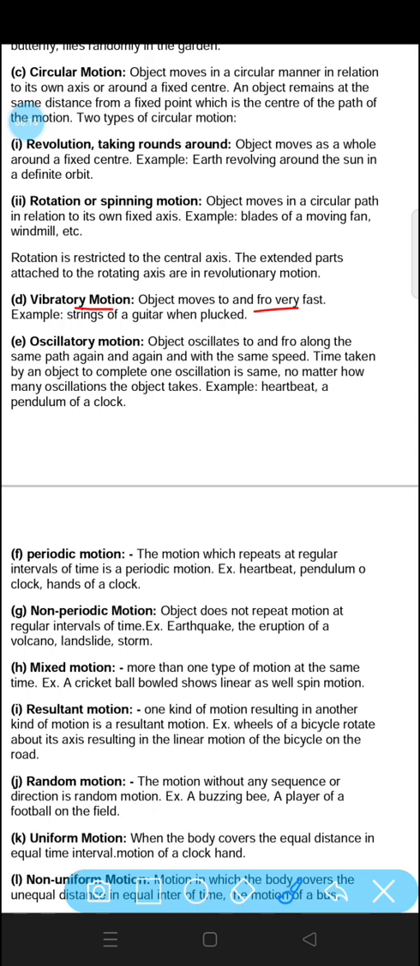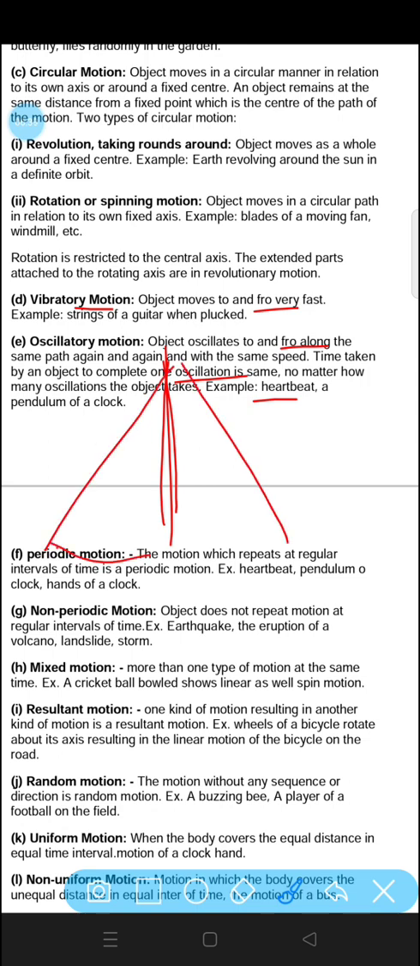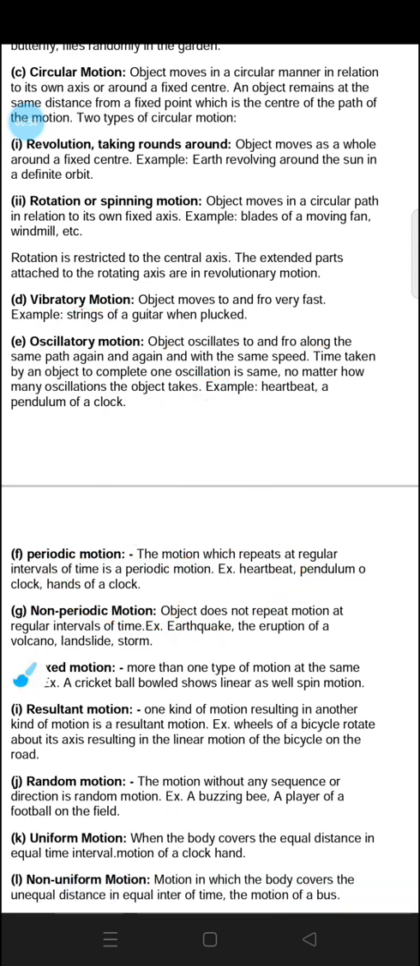Next one is oscillatory motion. An object oscillates to and fro along the same path again and again with the same speed. The time taken by an object to complete one oscillation is the same no matter how many oscillations the object takes. For example, heartbeat or pendulum of a clock. This one is the pendulum of a clock. It will go to and fro from this to this and again it will come to this point. So this is called to and fro motion of the pendulum and this motion is called oscillatory motion.